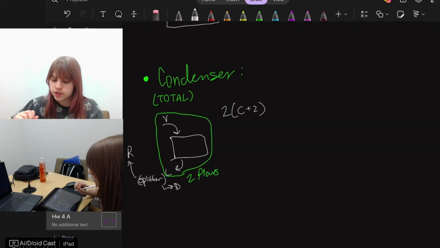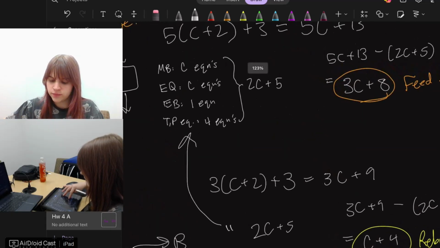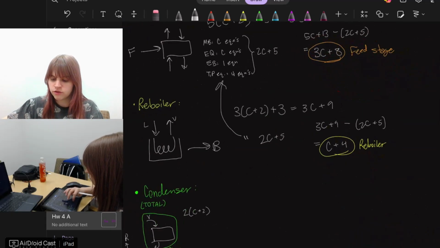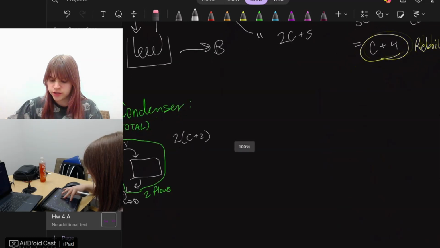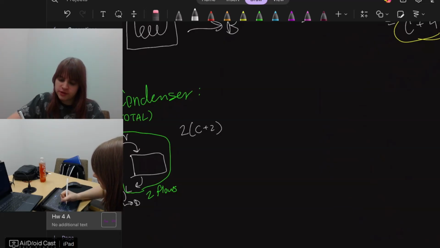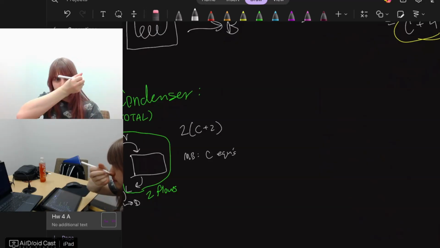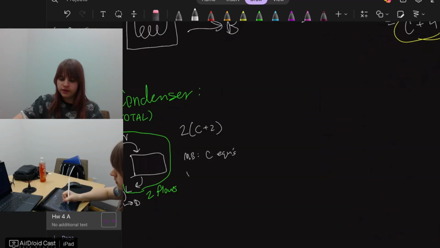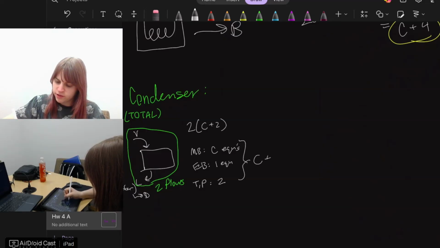Because of us completely condensing all of the liquid, we no longer have this same C equations from an equilibrium, because we just have one type of phase entering and one type of phase leaving. So from the material balance, we have C equations still. That always holds true. Our energy balance again is one equation, and this time we have a temperature and pressure that gives us 2. So from this one, we only get C plus 3.